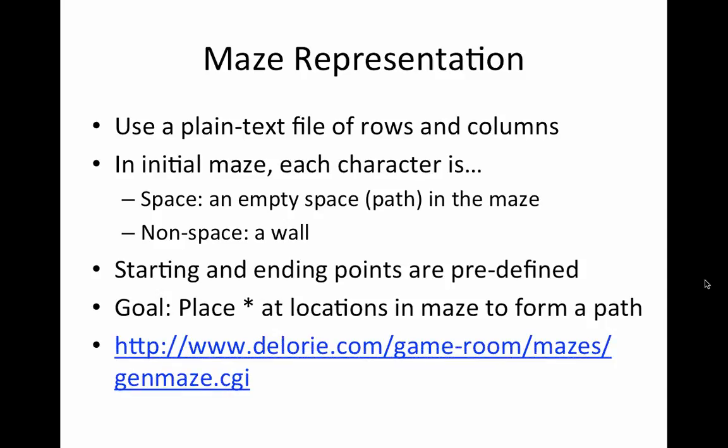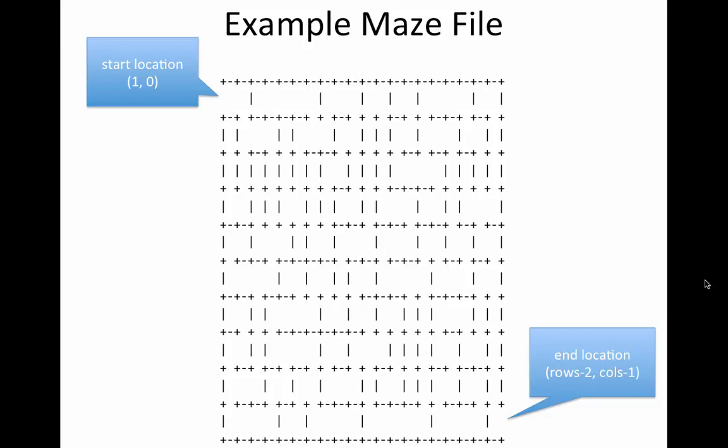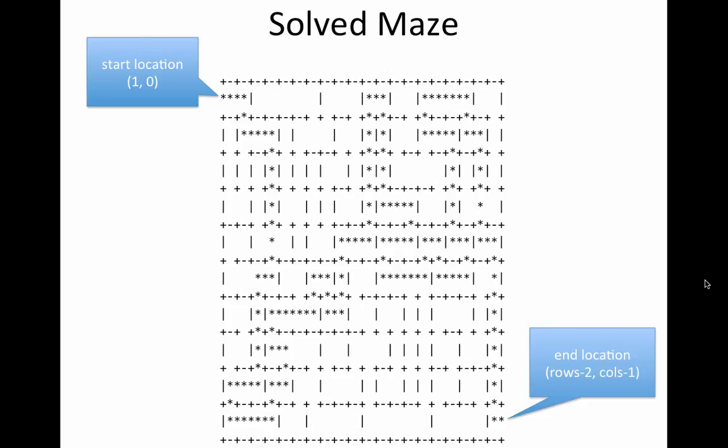The website that you see on your screen provides us with text files for the maze description, and this is where we're going to get our input for the maze. Here is an example maze file. You can see that the start location is the 1, 0 location, while the end location can be defined in terms of the rows and the columns of the maze. And here is how the path in the solved maze looks. We have filled in with asterisks.